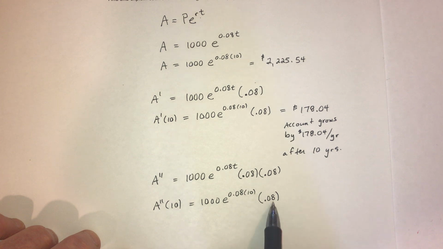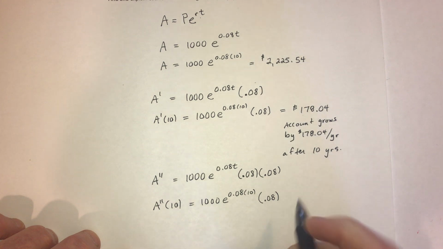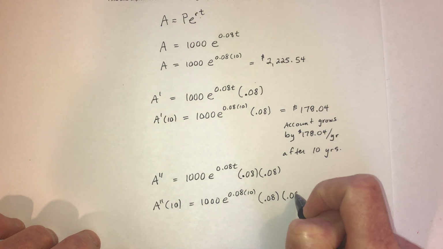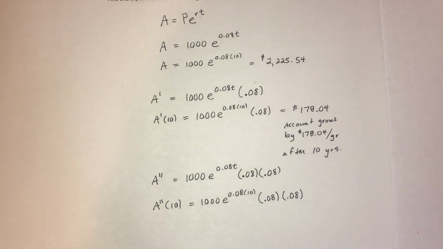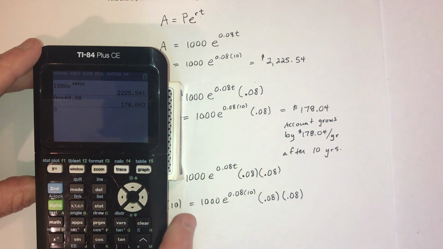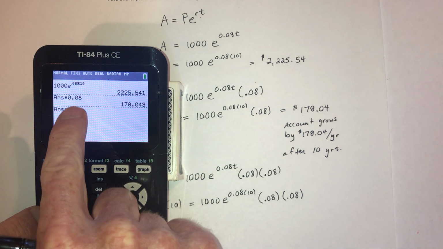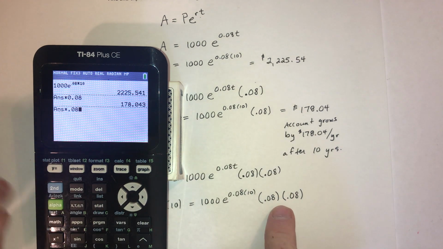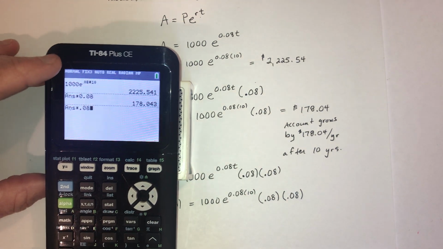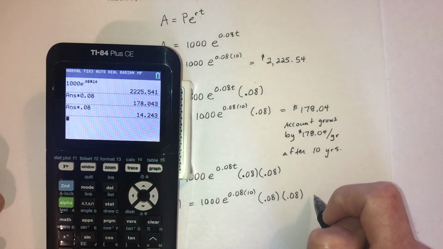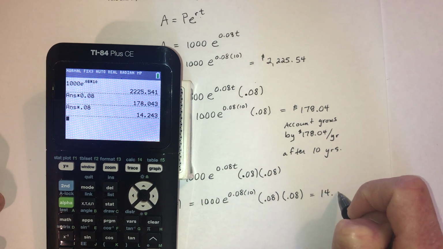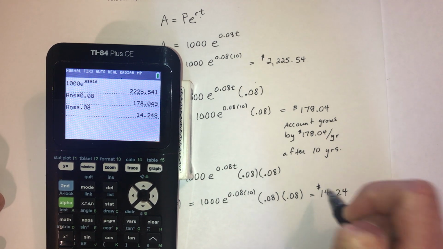Now, of course, this part was our last answer, and then we're going to multiply that by 0.08. So if I just say multiply by 0.08, then I've multiplied by 0.08 twice. It's the same as that. And then that equals $14.24.